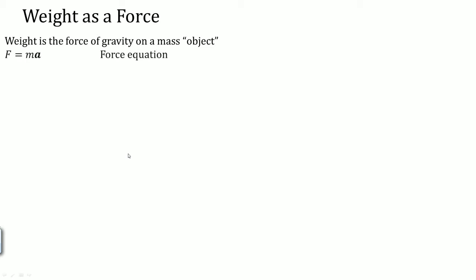So we saw how it changes or affects the mass. We saw how gravity affects the mass. So we need to look at the force of gravity as the weight, which is a force. Weight is the force of gravity on a mass or an object. We write it as just F equals ma. That is the force equation. The acceleration just becomes g.